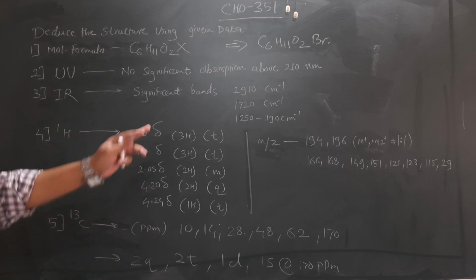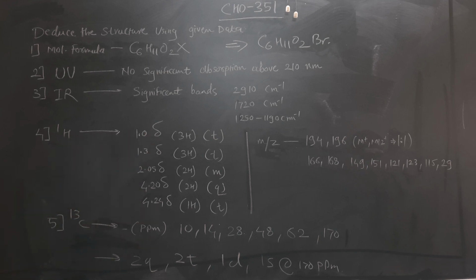So 1720 indicates the presence of these four functional groups. 1250, 1190 indicates alkoxy, carbon-oxygen stretching.